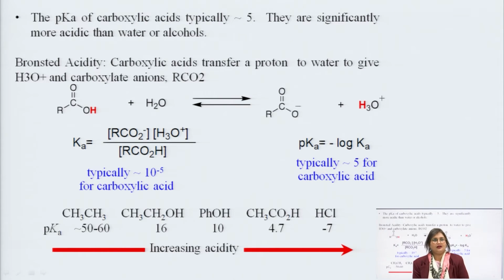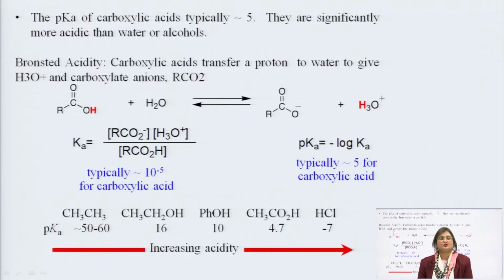Now, moving on further. The pKa of carboxylic acid is typically around 5. They are significantly more acidic than water or alcohols. Now, let us discuss another theory known as Bronsted acidity. Carboxylic acids transfer a proton to water to give hydronium ion and carboxylate anion.